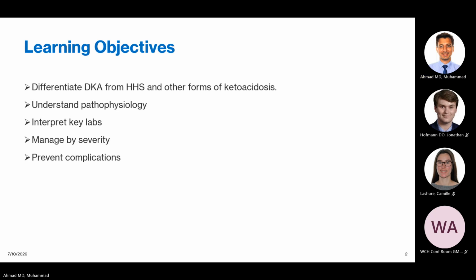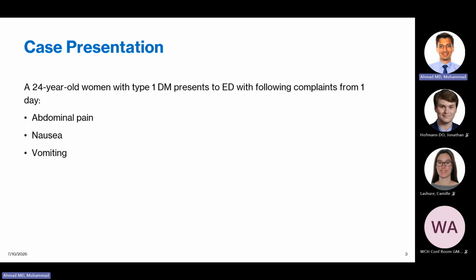So we will start with the case. Can anyone read for me? A 24-year-old woman with type 1 diabetes mellitus presents to the ED with the following complaints from one day: abdominal pain, nausea, and vomiting. Okay, so a few questions: what are the questions that you are going to ask?